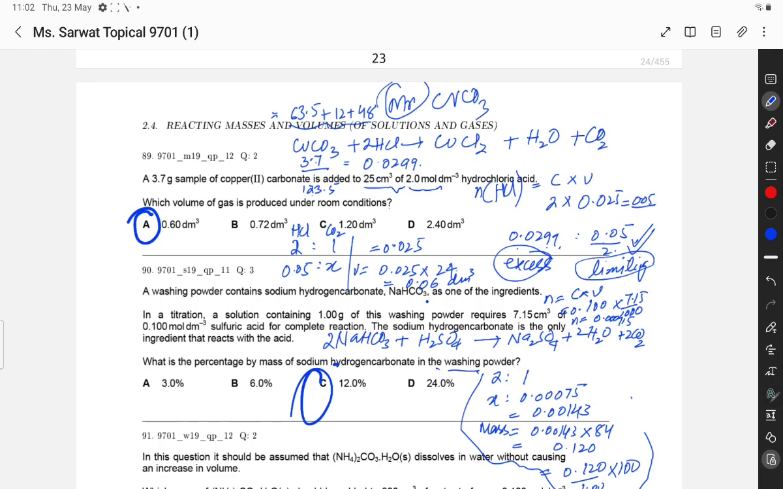By using the mole ratio of HCl to carbon dioxide, 2:1, 0.05 to X, the mole of carbon dioxide is 0.025, and the volume is mole times 24 dm³. So the answer is 0.60 dm³. So A option is the correct option.